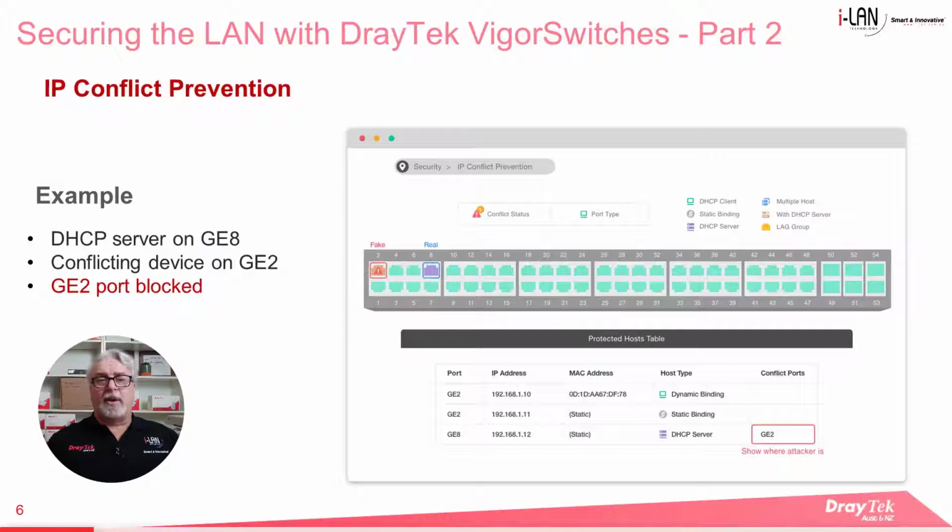In the example shown here, we have a device on Gigabit Ethernet port 2 using the same IP address as the DHCP server on port 8. In this case, port 2 will be blocked, preventing disruption to the DHCP server.